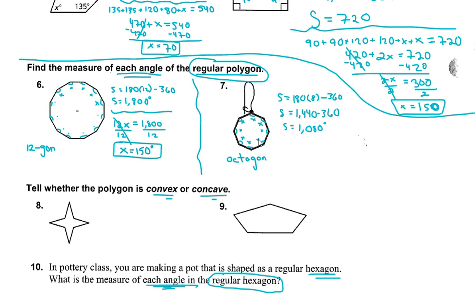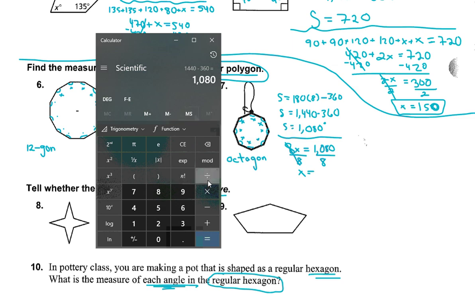So I've got 8 x's. If I add up all of those 8 x's, I get 8x. And when I add all of them up, it should equal the interior angle sum of 1,080. And just divide both sides by 8 to figure out what each angle measure is. So x is 1080 divided by 8, 135 degrees.